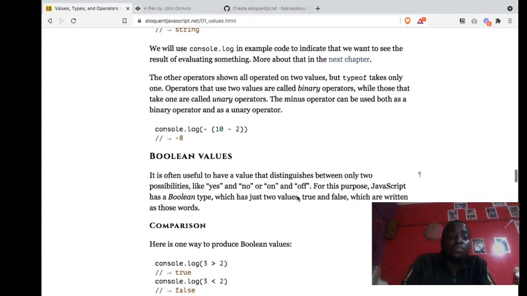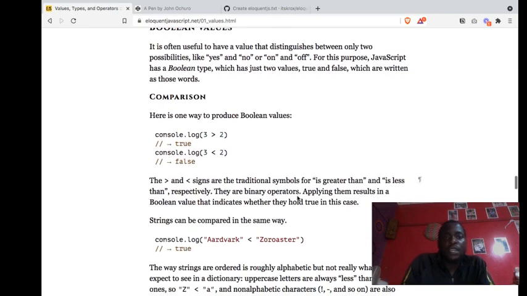And now we go to Boolean values. It is often useful to have a value that distinguishes between only two possibilities, like yes and no, or on and off. For this purpose, JavaScript has a Boolean type, which has just two values, true and false, which are written as those words.